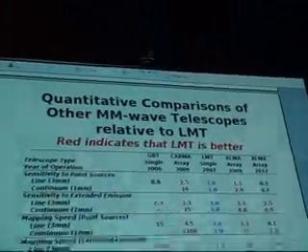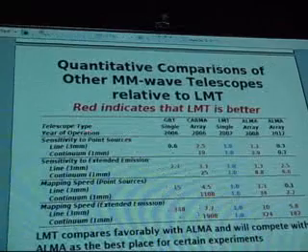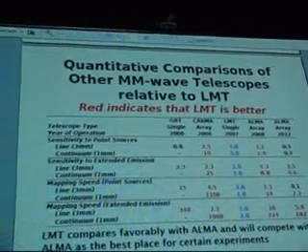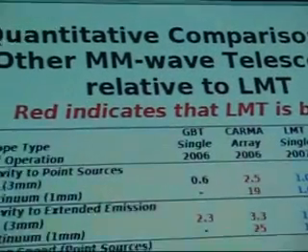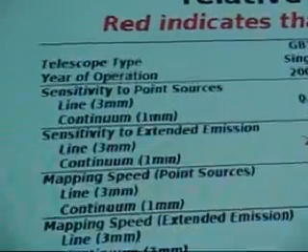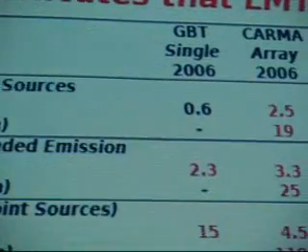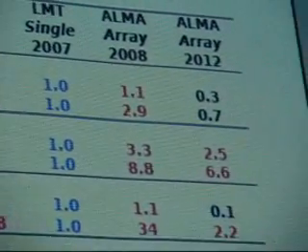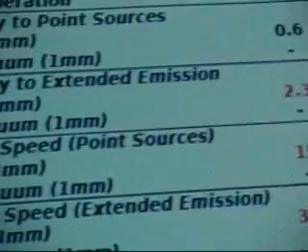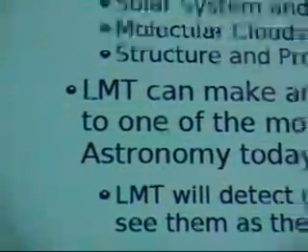Just to prove that, here are some numbers. Everything that's in red, I have to confess that we selected our metrics rather carefully, but everything that's in red here is something where the LMT can do better than ALMA and those other examples. And so, you know, we will be the best single dish in the world, so-called, and we can do some kinds of experiments better than anybody.